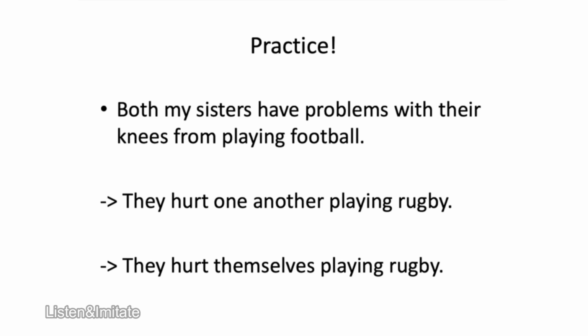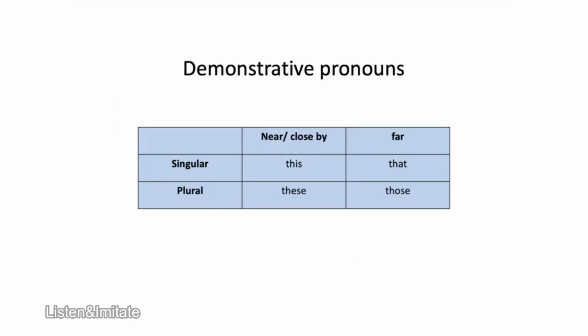The second sentence is correct. "They hurt themselves playing rugby" means that both sisters are hurt, but not related to one another. The first sentence, "they hurt one another playing rugby," means that one sister hurt the other and vice versa. Good job! Now let's move on to our next category, demonstrative pronouns.